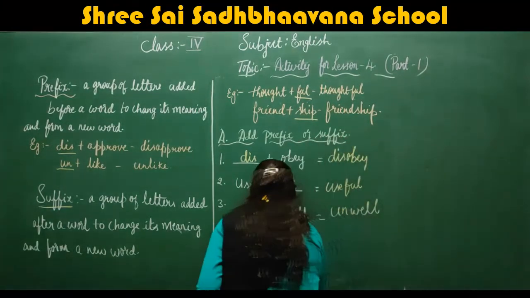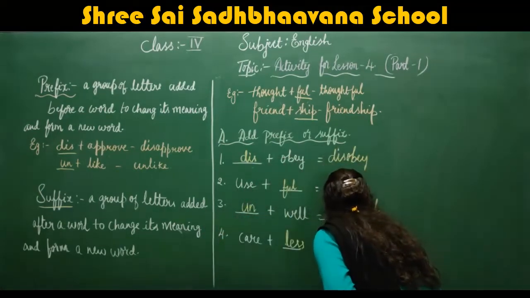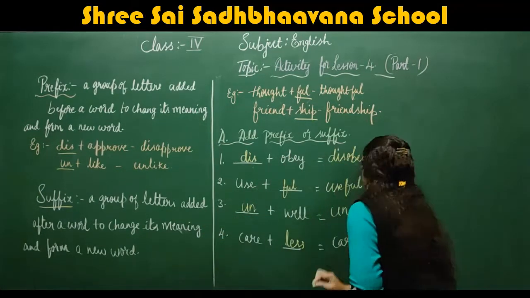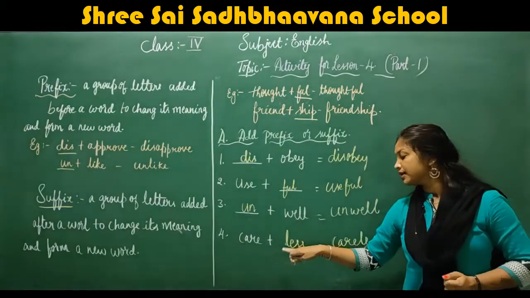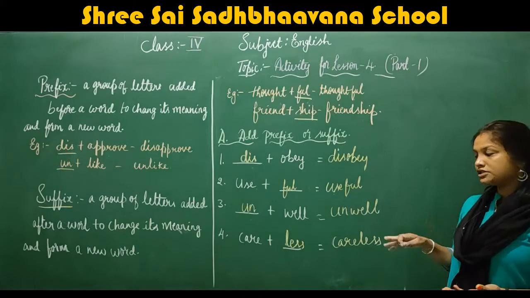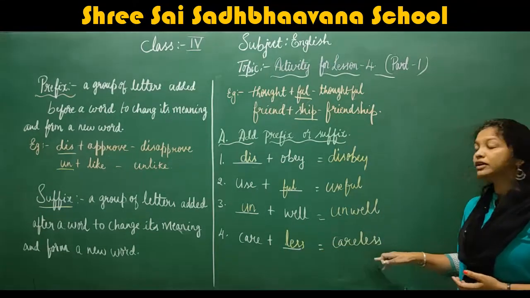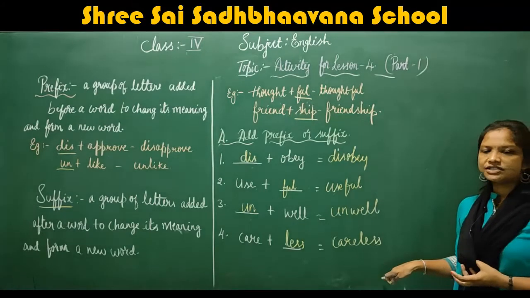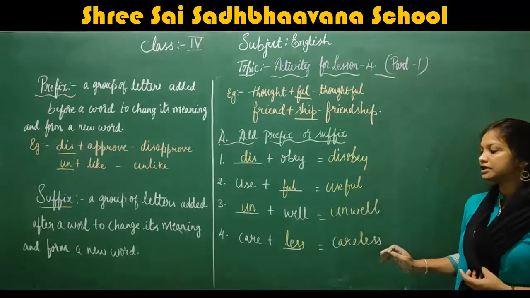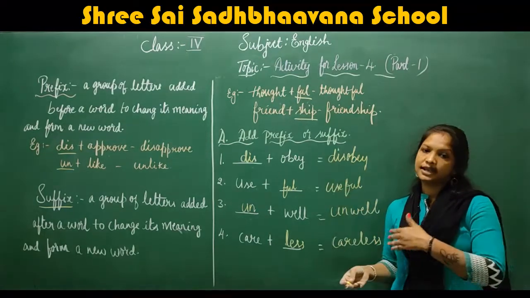Next, care plus dash is equal to a new word. Care plus less is equal to careless. Care plus the suffix less is the new word, careless. Or else you can write it as care plus full is equal to careful. Did you understand, children? I hope you have understood. We will move on to the next.